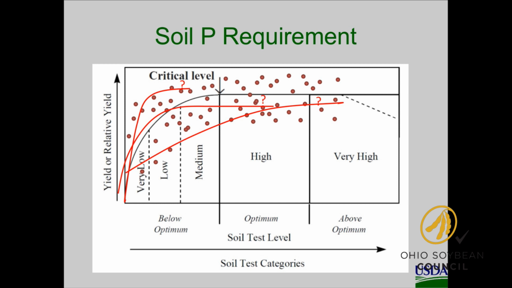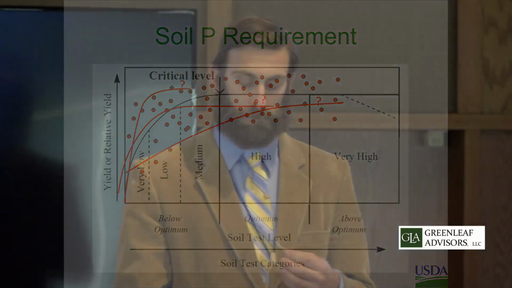And we have yield on the y-axis. So we have yield as a function of soil test phosphorus level. Obviously, as soil test phosphorus level increases, we get greater yield, right? Until at some point you hit a plateau. All right, and where that plateau is, we call that the critical level. That's your target soil phosphorus level. That's where you want to be.